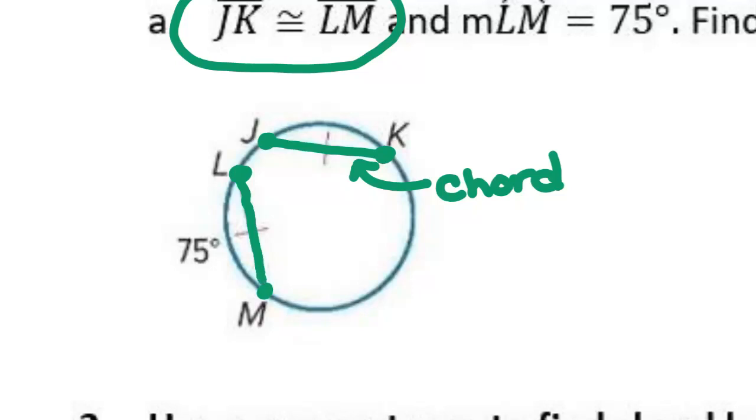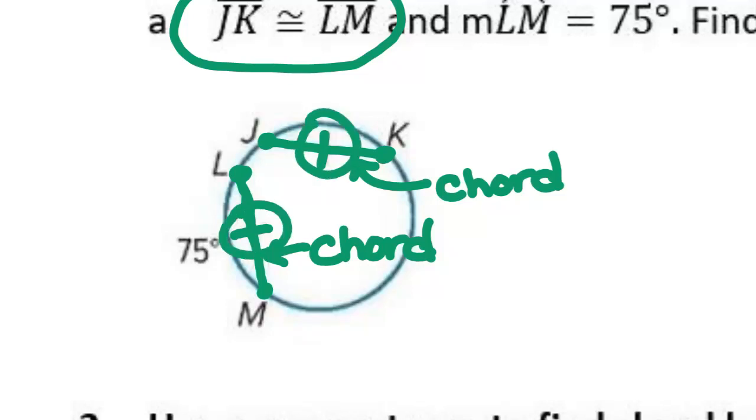And then we have segment LM over here. What would we call this part of a circle? That would also be a chord right here. Anytime it's a straight line segment connecting 2 points on my circle, it is a chord. And what do we know about these two chords? What do these markings tell me? They're congruent, and that's the same thing that they told me up here in the text. Segment JK, which is a chord, and segment LM, which is also a chord, are congruent to each other.